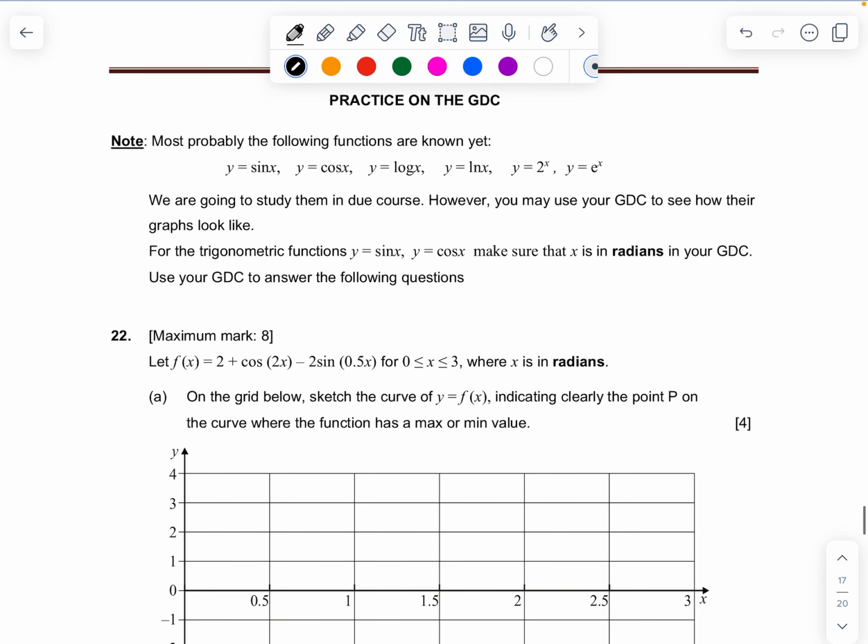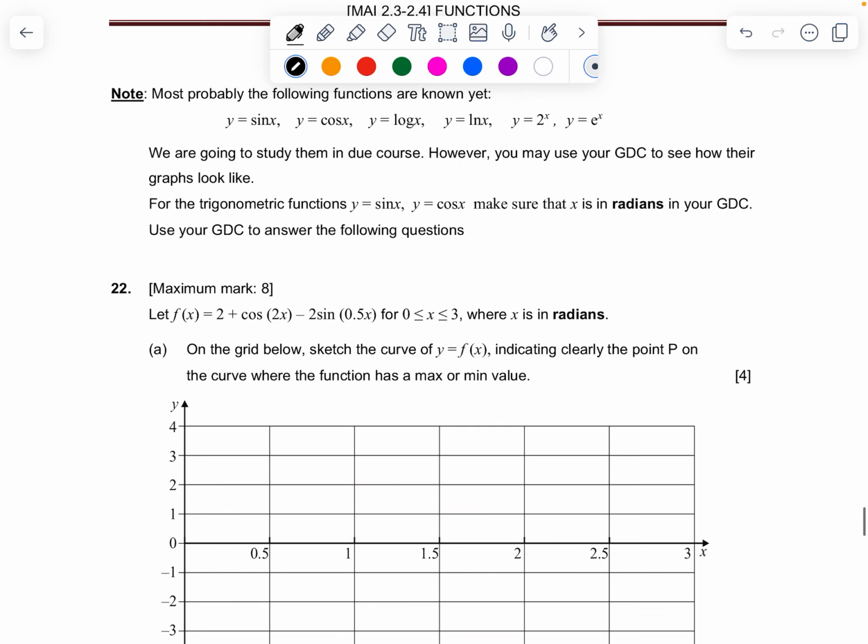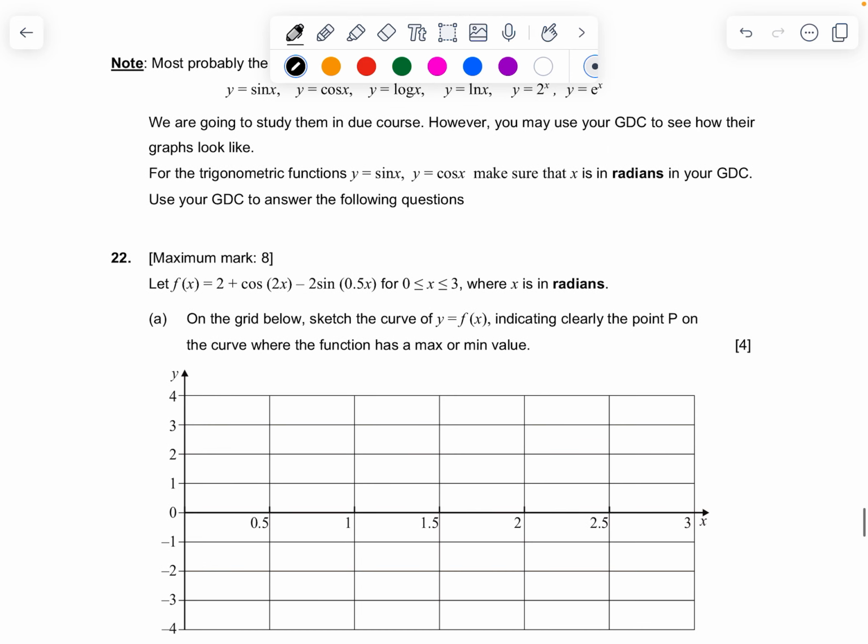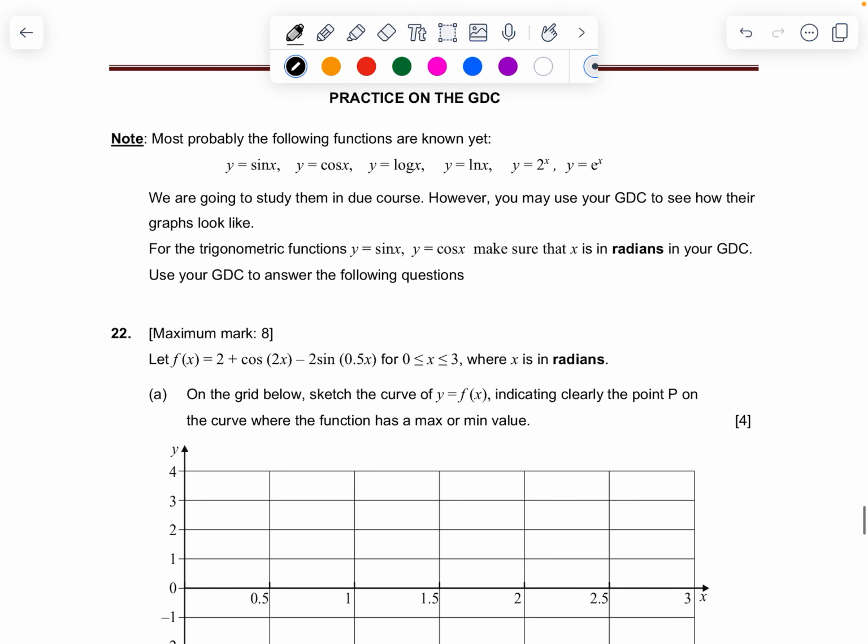Most probably the following functions are not known yet: f equals sin x, f equals cos x, f equals log x. We are going to study them in due course. However, you may use GDC to see how their graph looks like. For trigonometric function y equals sin x, cos x, make sure that x is in radians in your GDC.